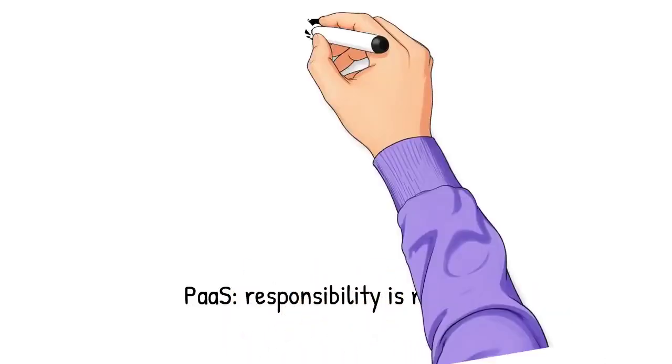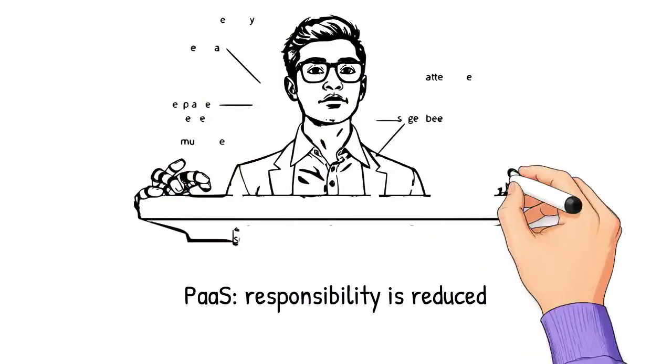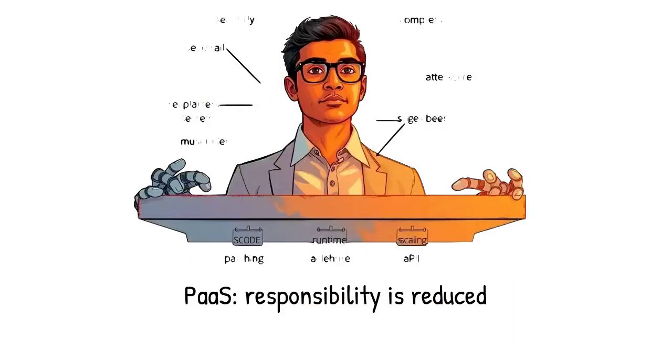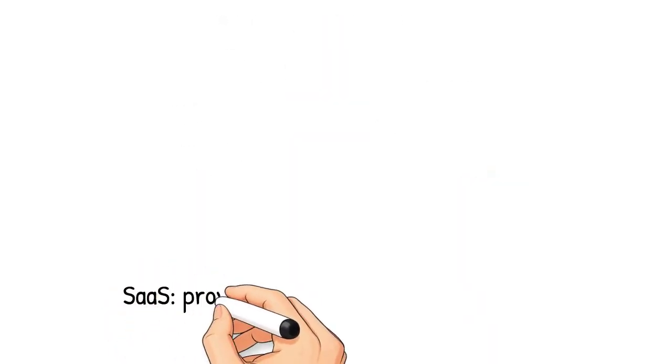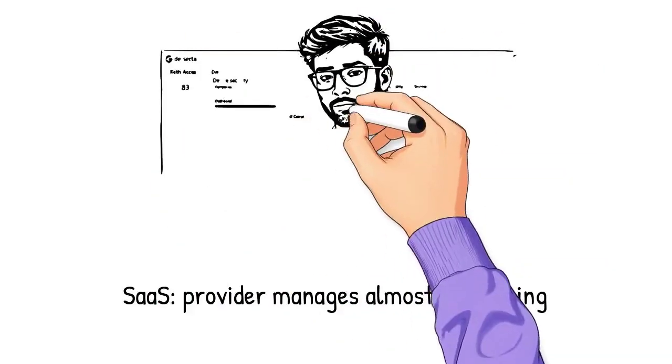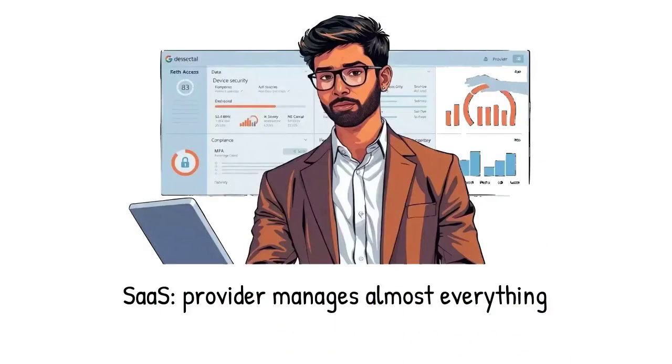2. PaaS, Platform as a Service: AWS Lambda, Azure App Service, GCP Cloud Run. You manage code, data, access control, secrets, API security. The provider manages OS, runtime, scaling, patching, infrastructure. Responsibility is reduced but not eliminated. 3. SaaS, Software as a Service: Office 365, Gmail, Salesforce. You manage user access, data, device security, MFA, compliance settings. The provider manages almost everything else.